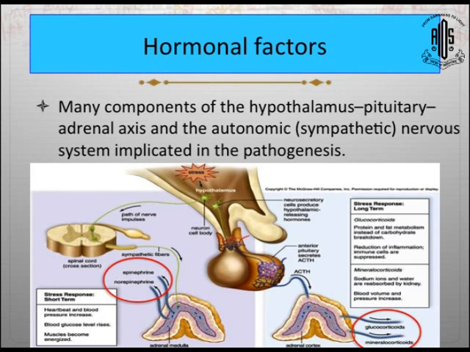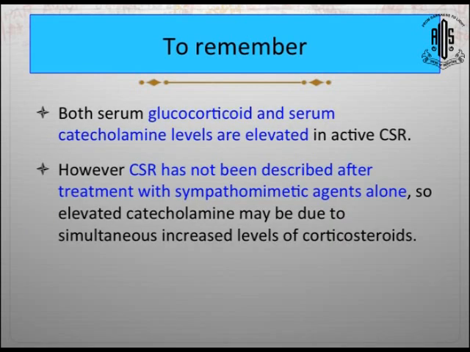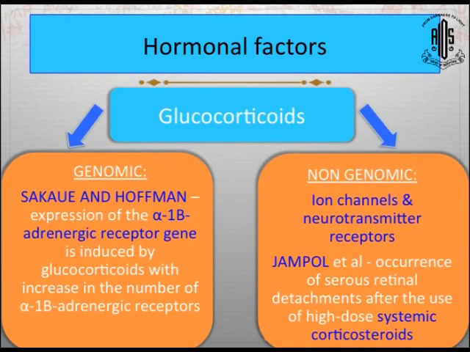In this, the hypothalamus pituitary adrenal axis is responsible for the release of the glucocorticoids and mineralocorticoids, and the sympathetic nervous system increases the stimulation of release of epinephrine, norepinephrine, which are further responsible for the CSR. So the glucocorticoids and serum catecholamines are basically elevated in CSR, but however, with the treatment of patients with the sympatholytic agents, that was not seen. So it was maybe proposed that the catecholamine level was increased because of the increased level of the steroids in the serum.